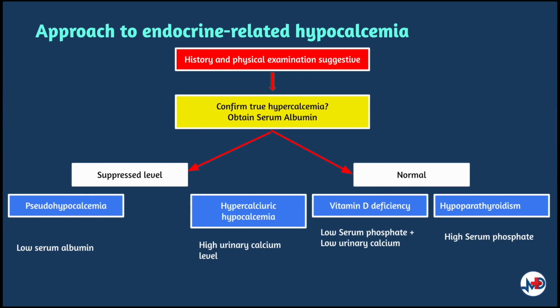With history and physical examination highly suggestive of hypocalcemia, it is essential to confirm if it is true hypocalcemia by measuring serum albumin levels. On the other hand, with normal serum albumin level, it is essential to measure urinary calcium level to identify the etiology. With high urinary calcium level, hypercalciuric hypocalcemia can be diagnosed. Then, by evaluating the phosphate level, hypoparathyroidism and vitamin D deficiency can be ruled out as well.